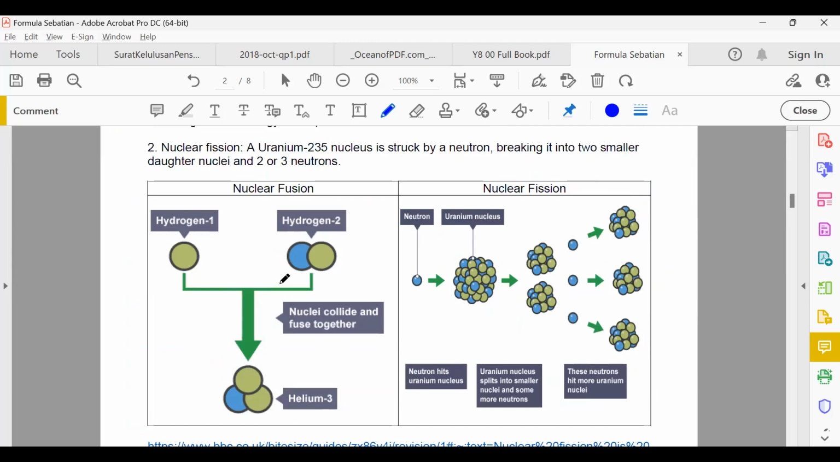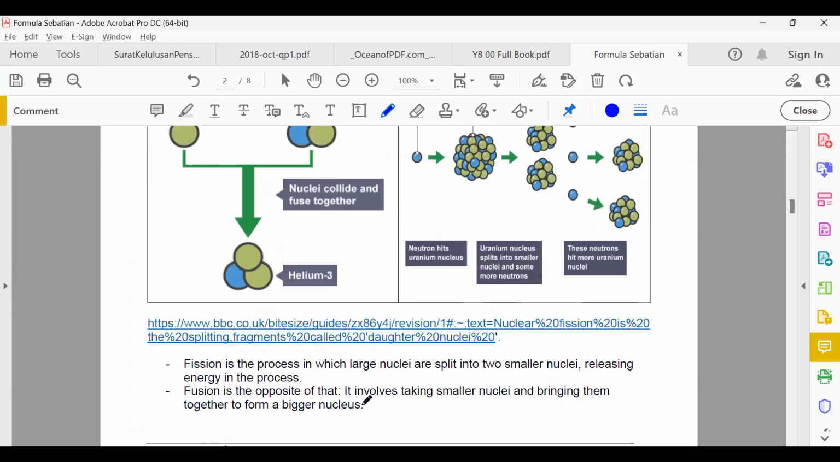In your exam, if they ask about this, they will usually ask what is nuclear fusion and what is nuclear fission, which I've already explained. Fusion involves taking 2 smaller nuclei and bringing them together to form a bigger nucleus. This is the definition of fusion. Fission is when a large nucleus is split into 2 smaller nuclei, releasing energy in the process.